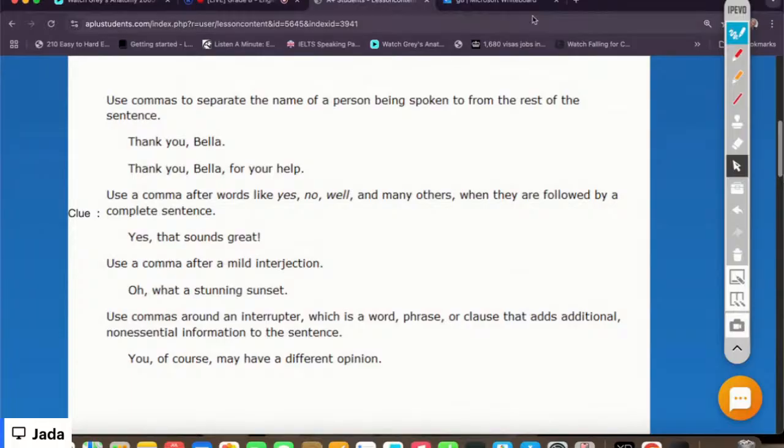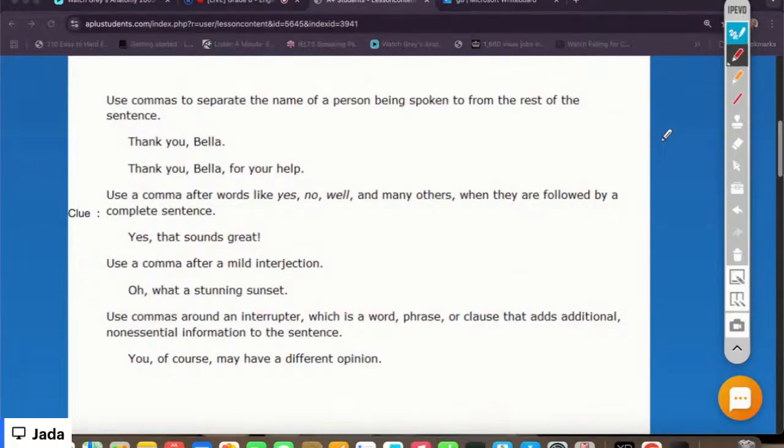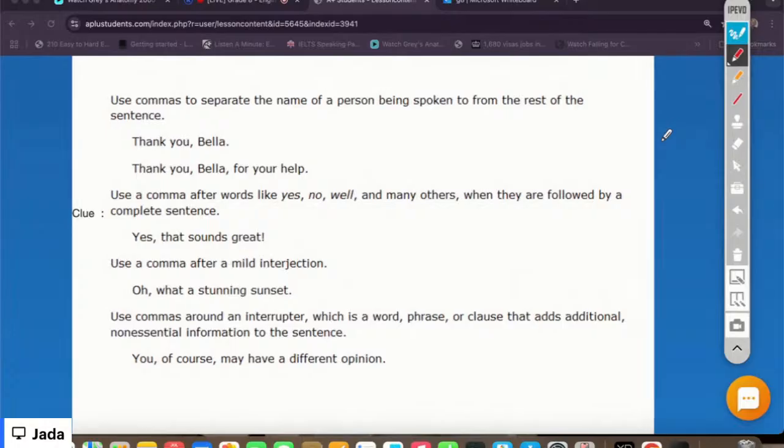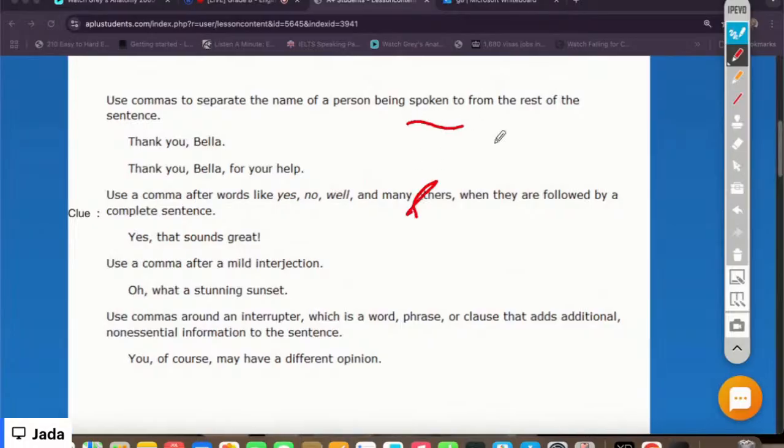Okay, so let's start now. You have to use commas to separate the name of a person being spoken to from the rest of the sentence. So if you have to say the name of a person, you need to separate it with a comma, okay? You have to make sure that it shows a difference, okay? You have to separate the name of a person being spoken to from the rest of the sentence, okay?